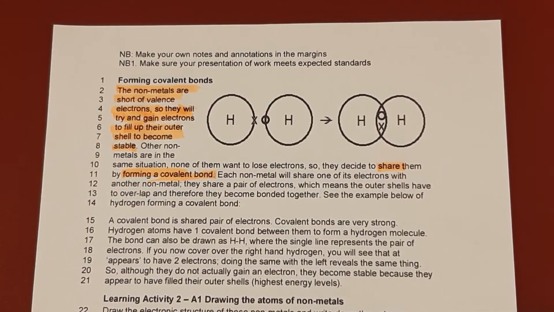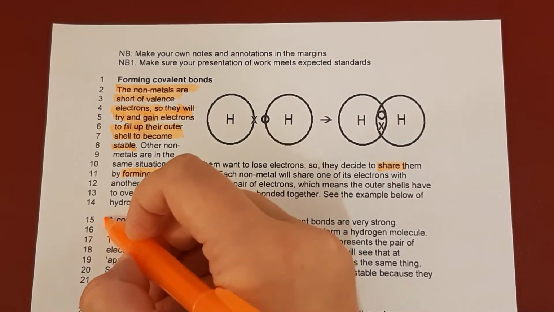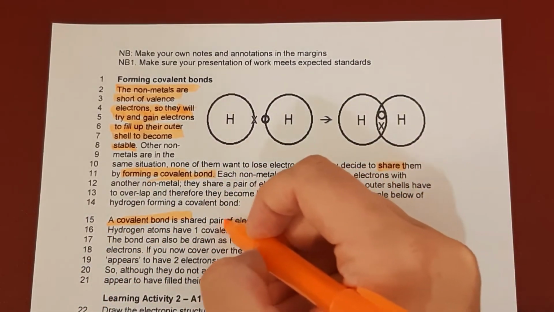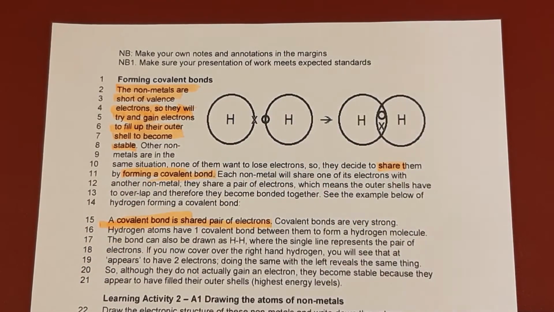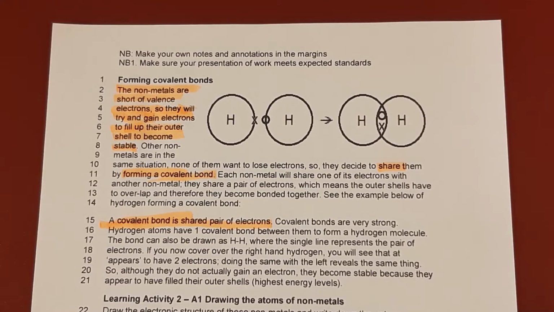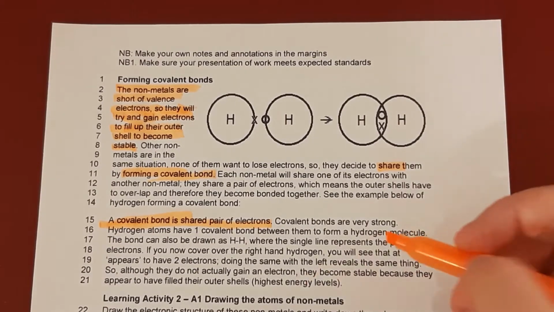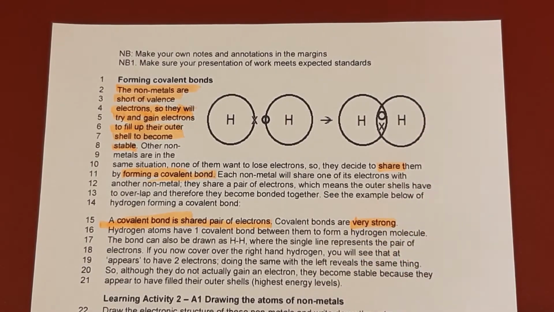Each nonmetal will share one of its electrons with another nonmetal. They share a pair of electrons, which means the outer shells have to overlap and therefore they become bonded together. A covalent bond is a shared pair of electrons. That's really important. That's a definition for what a covalent bond is. So a covalent bond is a shared pair of electrons. Covalent bonds are very strong.